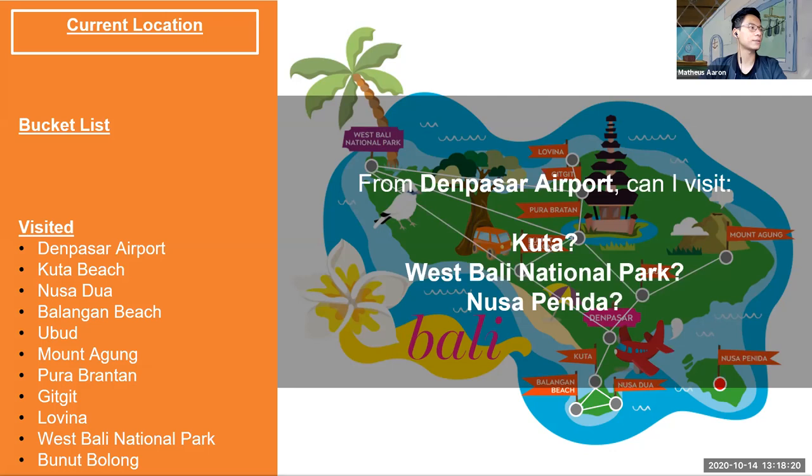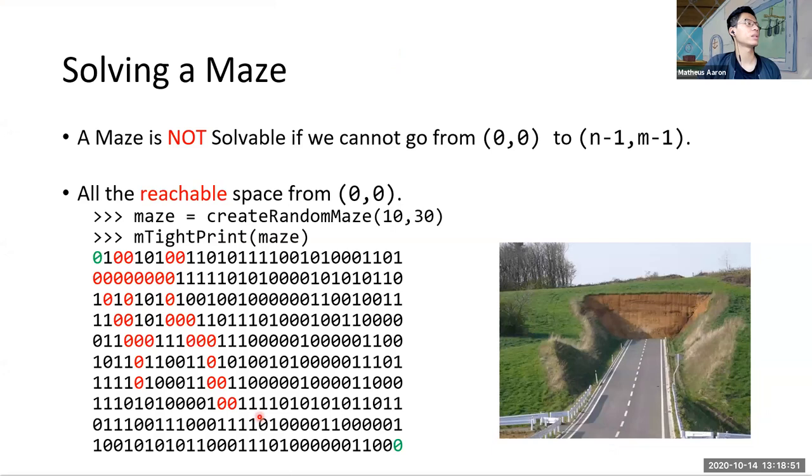But the question is, from Denpasar Airport, can I go to Nusa Penida, which is right over here, the small island? The answer is no, because it's not connected. It is blocked by the waters here, the blue waters. So what is the story here? When we see this map earlier, Denpasar Airport is the green point over here. All the places that we visited earlier are the zeros indicated in red. And Nusa Penida is the green point over here. And the ones are the blues, the sea that separates the land and other lands. So that's on solving the maze.